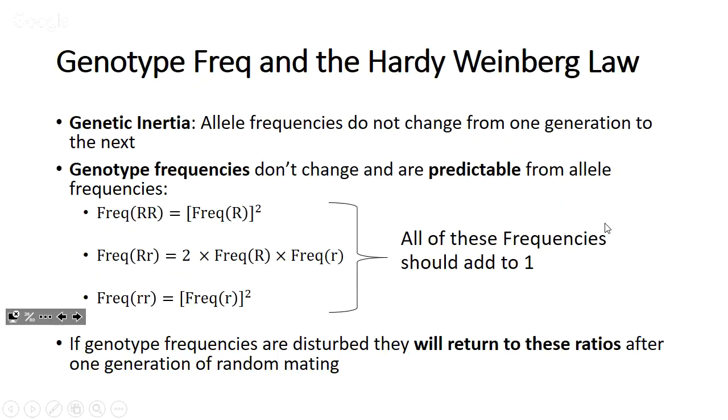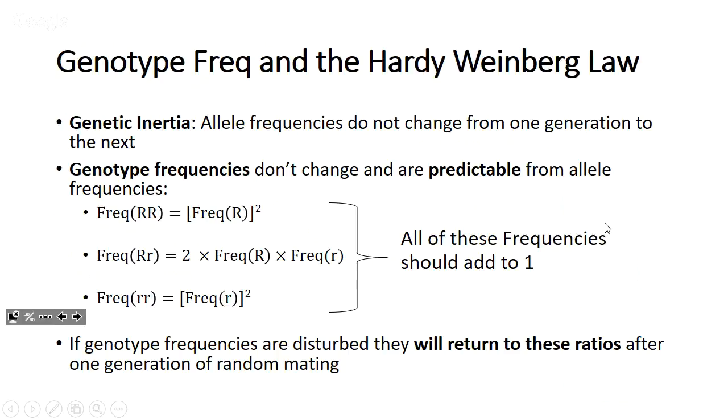If you want to calculate genotype frequencies using the Hardy-Weinberg law, it's easy to do because the Hardy-Weinberg law states that they are predictable. And you've got your formulas there. I'm not going to run through them. It's pretty self-explanatory. But the idea is the genotype frequency of the dominant homozygote and the recessive homozygote and the heterozygote should all add up to 1 if you've done it correctly.